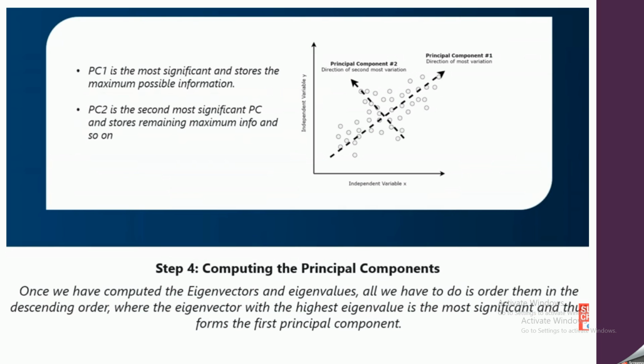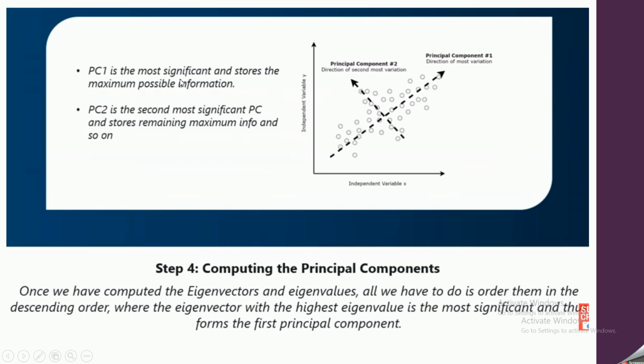So once the eigenvalues and eigenvectors are obtained, we have to compute the principal components. So all we have to do is order them, that is the eigenvalues and eigenvectors in descending order, where the eigenvector with the highest eigenvalue is the most significant and thus forms the first principal component. So if I am having, for example, 5 features, out of that I found out the covariance matrix and the eigenvalues and eigenvectors. And from there I found the values and I then arranged those eigenvalues and eigenvectors in descending order. The one which has got the highest value will be the first principal component. Then the second one in the descending order will be the second principal component.